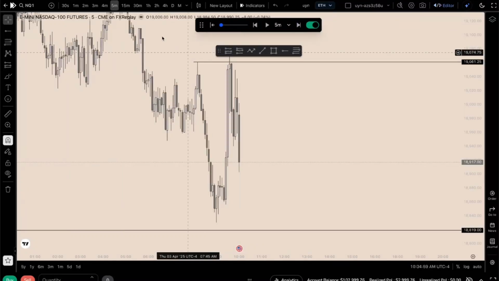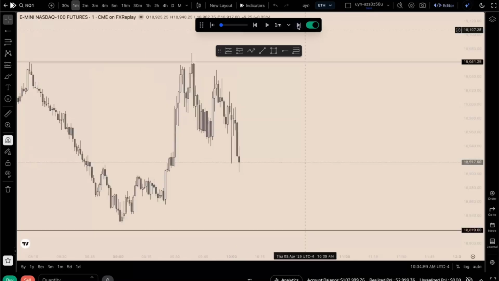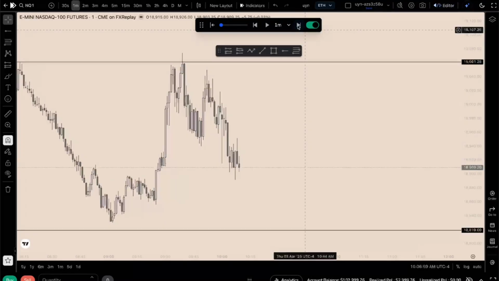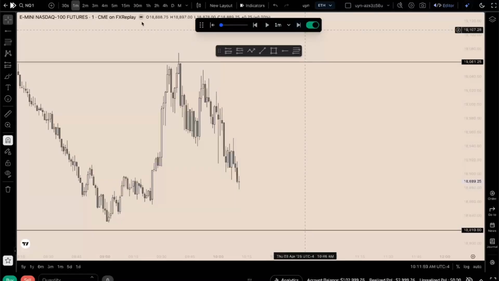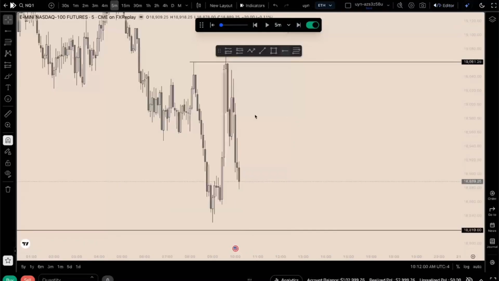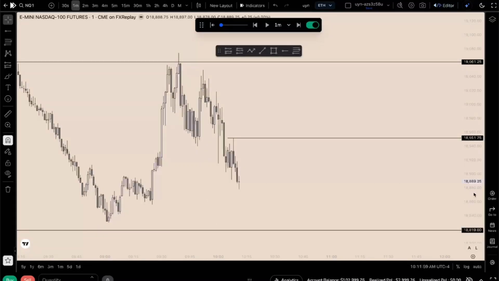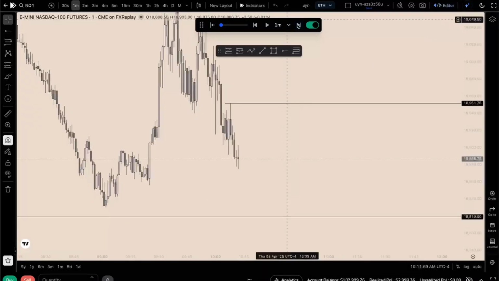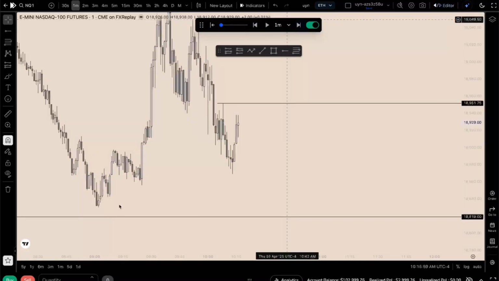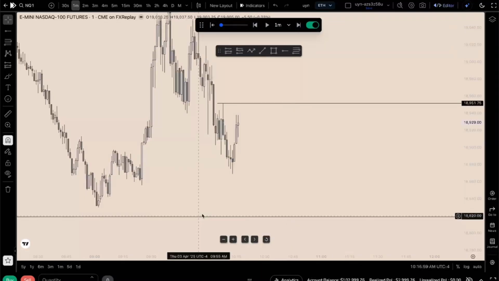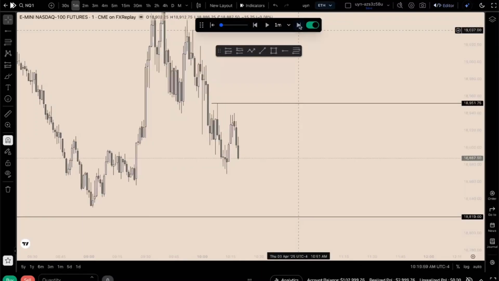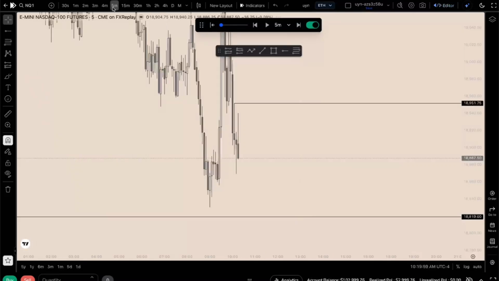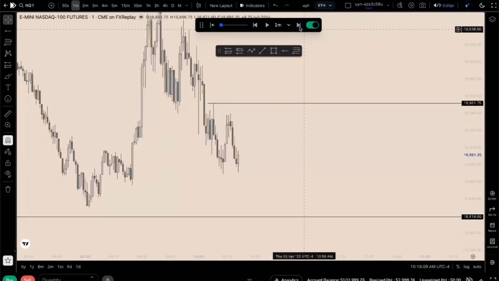And we do have this delivery from this 1 hour, so if we can make a 5-minute continuation gap right here, that'd be good. And then I'll just wait for a tap into that, and I'll short down to these lows and this high time frame drawn liquidity. Okay, so it looks like we tapped that 5-minute gap there.